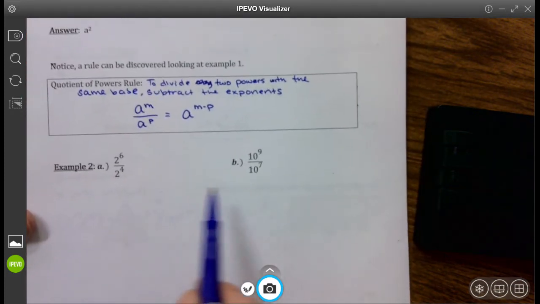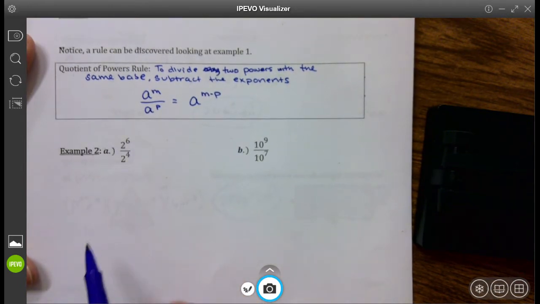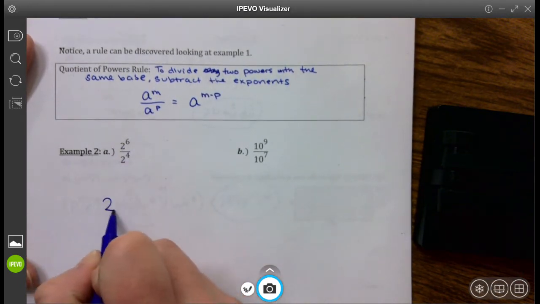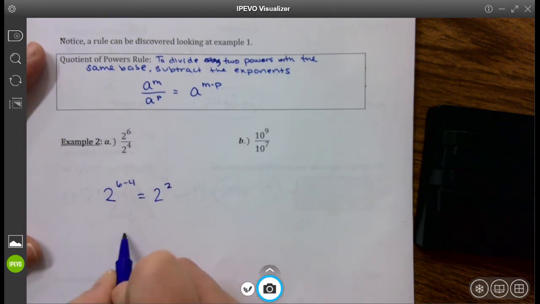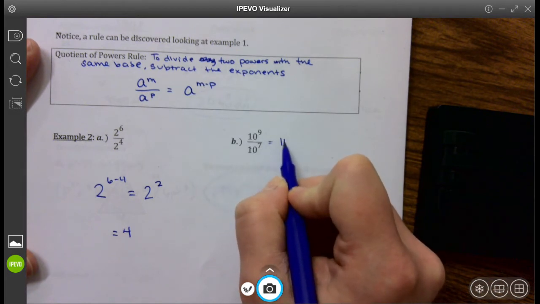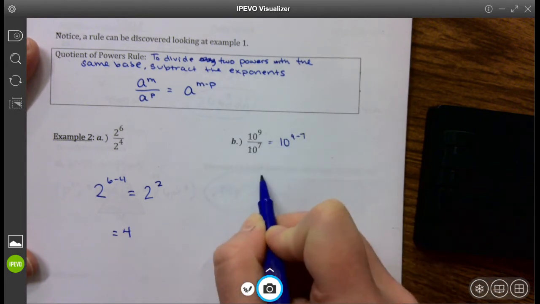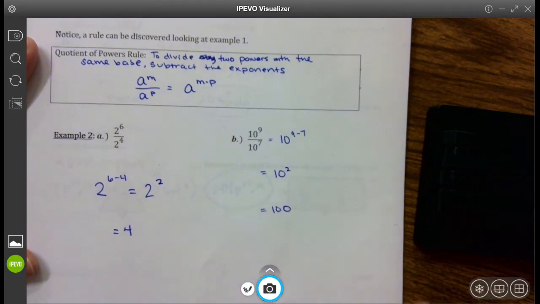So let's try it in example 2a and 2b. It's the same base. So we keep the 2, and it's 6 minus 4, which is just 2. So your answer is 4. 10 to the 9th over 10 to the 7th is 10 to the 9 minus 7, which is 10 to the 2nd, which is 100. Okay?